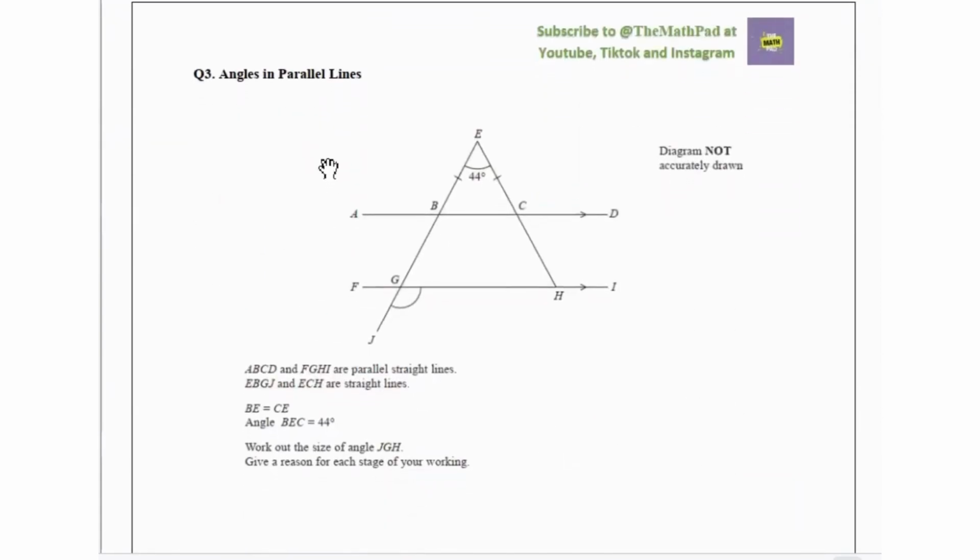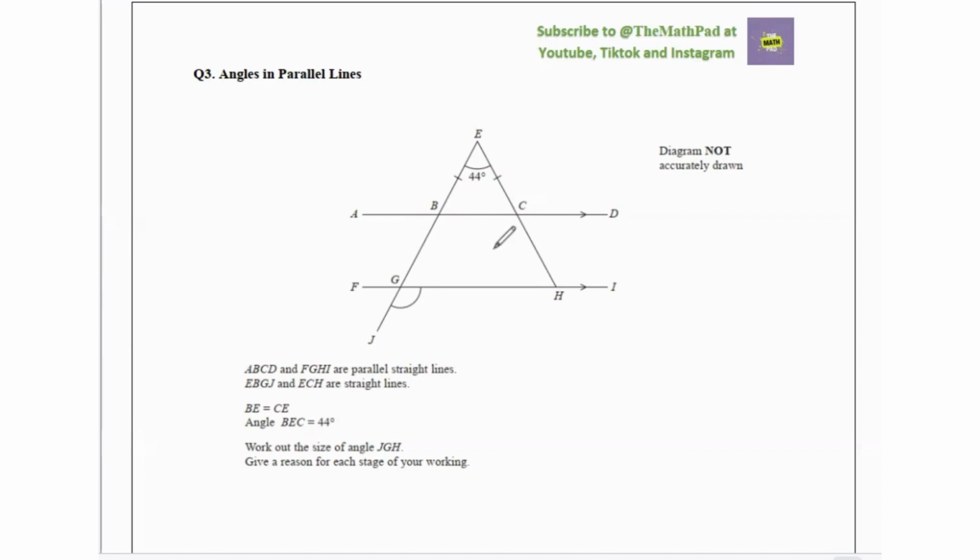Angles in parallel lines. So it says that ABCD, FGHI are parallel straight lines. ABGJ and ECH are straight lines. BE equals CE, which has already been shown in the diagram. Angle BEC is given as 44 degrees. Work out the size of the angle JGH.